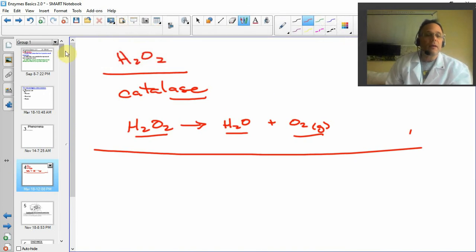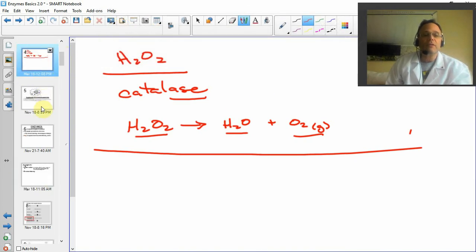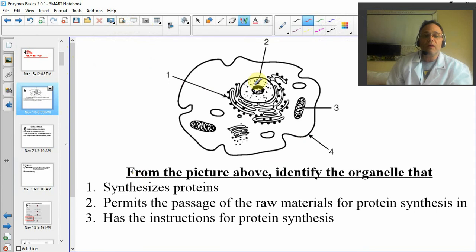So, quickly, let's do a little bit of a review. Which one of these organelles makes proteins? Well, it would be one. Those are the ribosomes. Make that a good looking R. Okay, which one permits passage of raw materials for protein synthesis? Well, that would be 4. That's our cell membrane. We have to get materials in there.